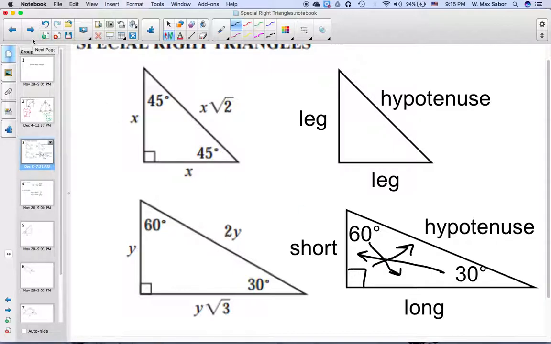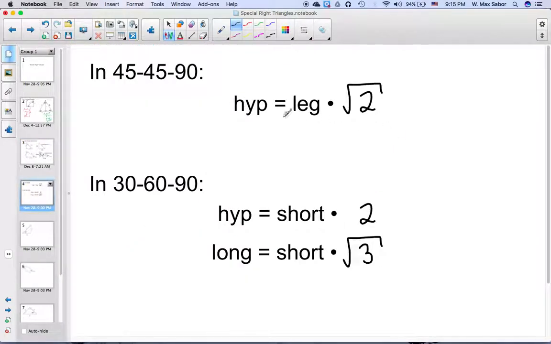Another way to abbreviate these rules is to use these equations, that in one type of triangle, the hypotenuse is always square root of 2 times the leg. In the other triangle, the hypotenuse is always the short side times 2, and the long side is always the short side times square root of 3.